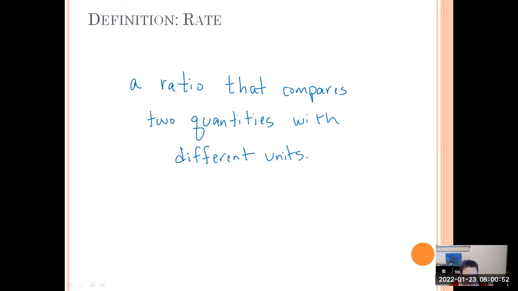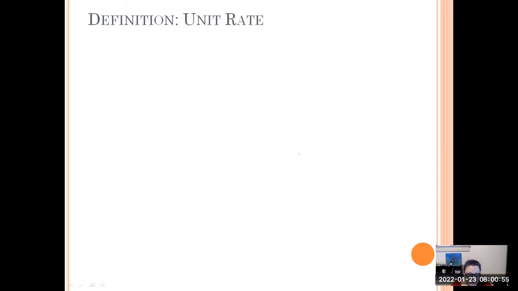What is a unit rate? A unit rate is a rate that has 1 as the denominator. So it's the number in the bottom part of a fraction. It's a rate that has 1 as the denominator, and that's it.